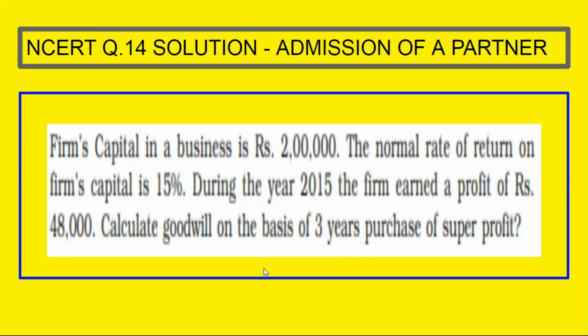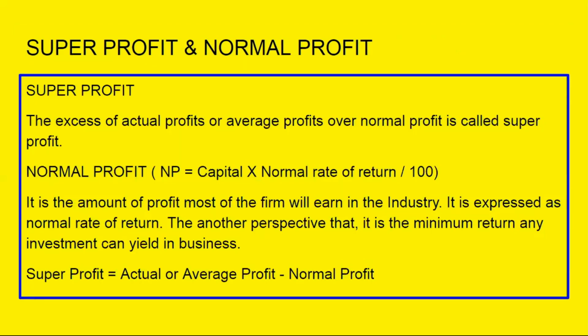So here we have to find out super profit. Let me give a brief idea about super profit. It is the excess of actual profit or average profit over normal profit. So it is the excess amount over the normal profit. Whatever actual profit the firm made compared to the normal profit, the excess is the super profit.